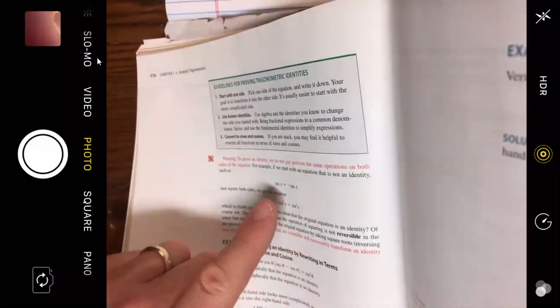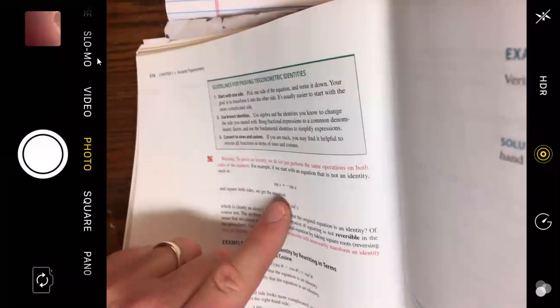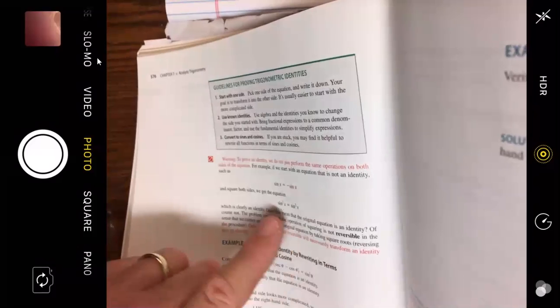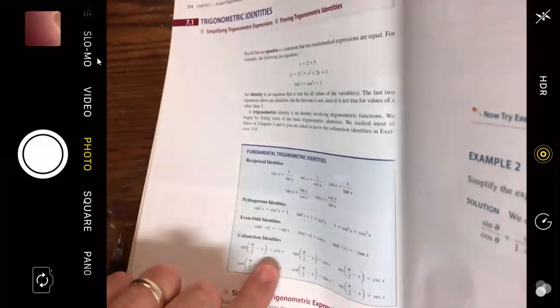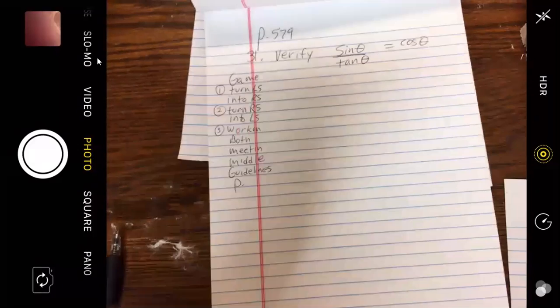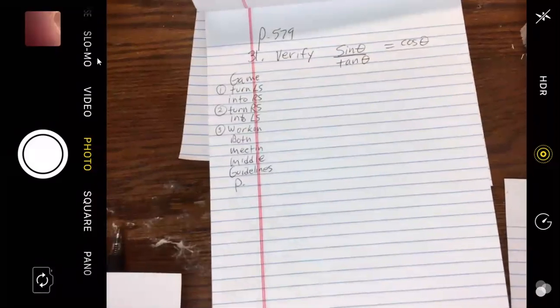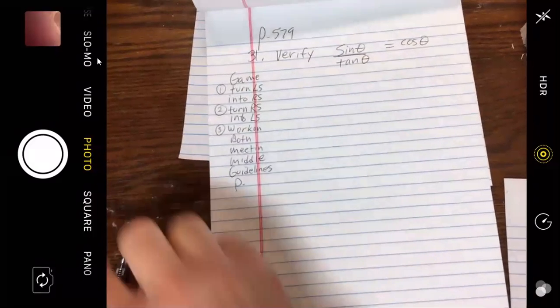Okay, and they're trying to warn you, you're trying to prove an identity. You don't do algebra. You don't multiply through by numbers. You don't, like, square both sides. And you're subbing in, again, these original identities that they've shown you here for the third time now, most of them anyway.